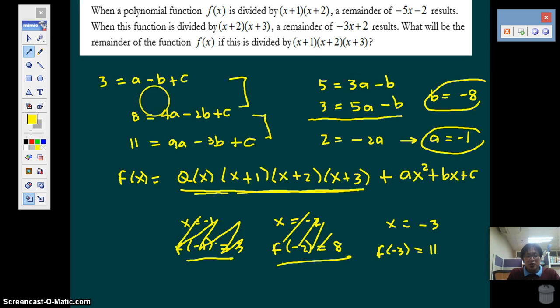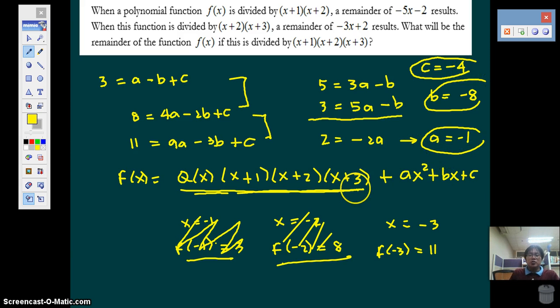So to get c, use any of these 3. So I'll be using this one. I have a already. That's negative 1. Minus, I have my b already. So negative 1 minus negative 8. That will give you negative 1 plus 8, or 7. So 3 equals 7 plus c. Therefore c is negative 4.